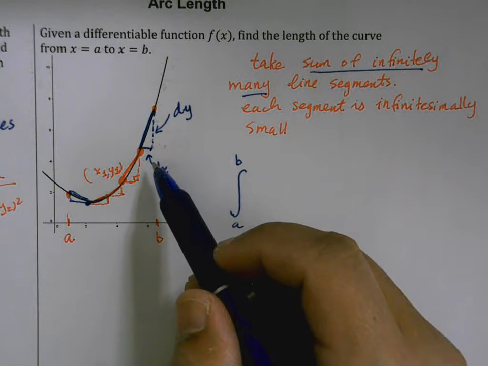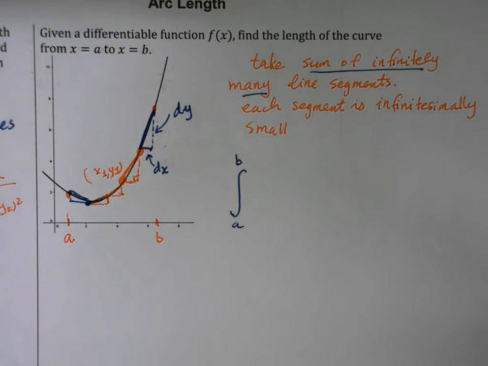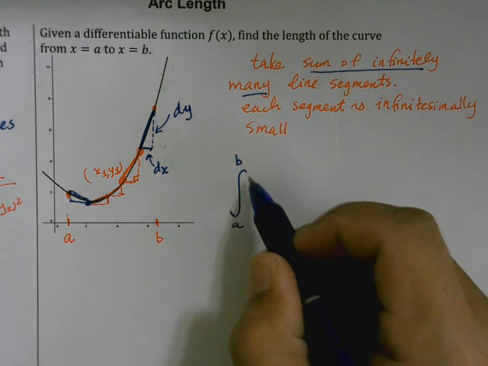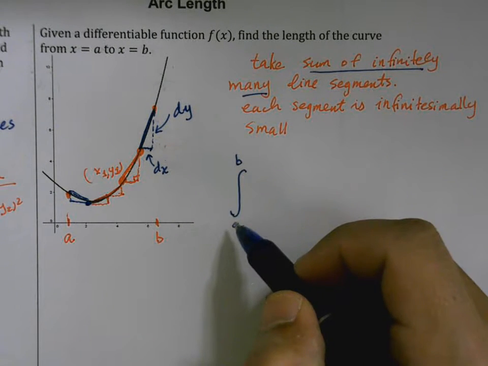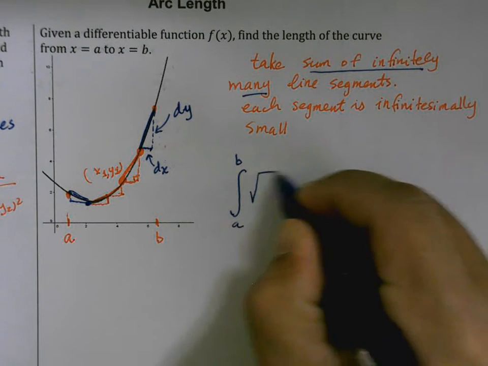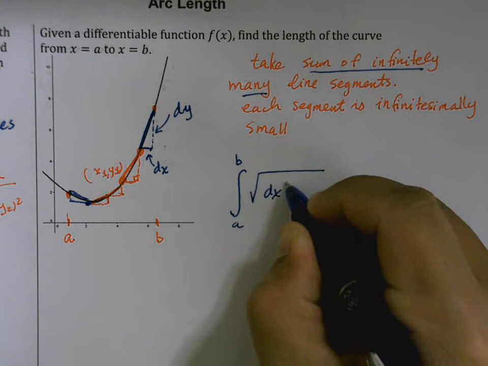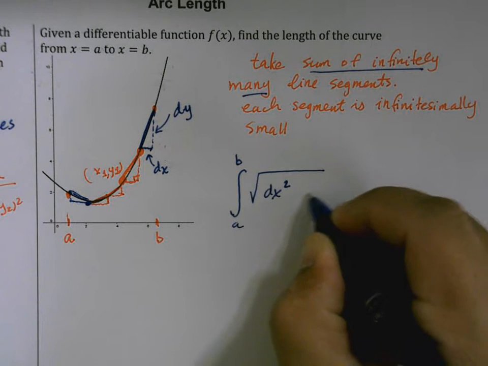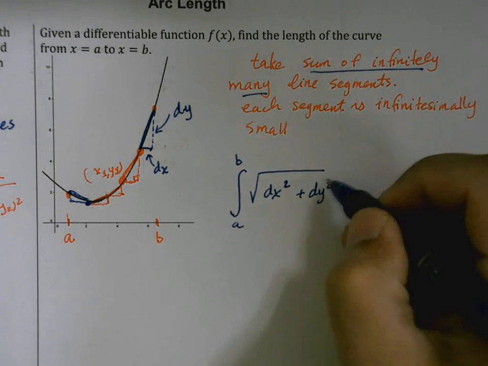So we could use x1 minus x2 or y1 minus y2, but in calculus we typically use dx and dy as our notation for change in x and change in y. So we take the sum of an infinite number of line segments, and the length of each of these line segments is given by the distance formula: the square root of dx, the change in x, squared, plus dy, the change in y, squared.